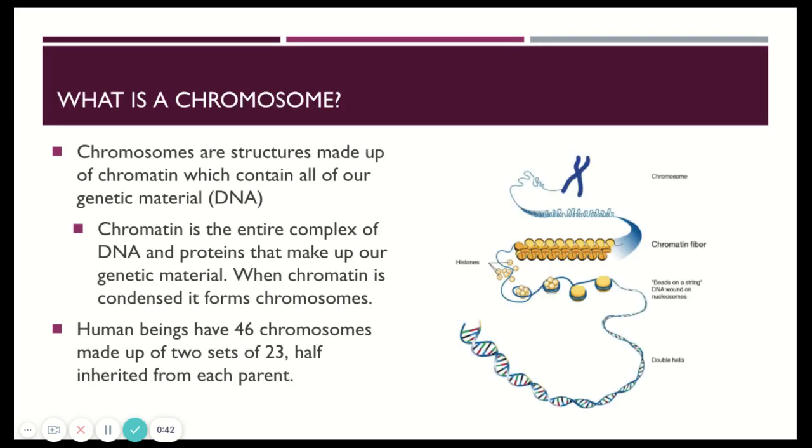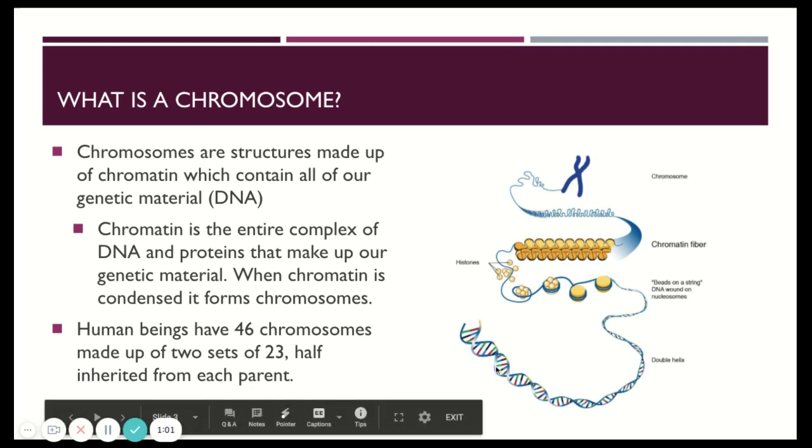So when we talk about a chromosome, what we are talking about is a condensed version of our DNA within our cells. So chromosomes are structures made up of chromatin, and that chromatin is what contains all of our genetic material, or our DNA. Chromatin is the complex of DNA and protein structures that make up the genetic material.